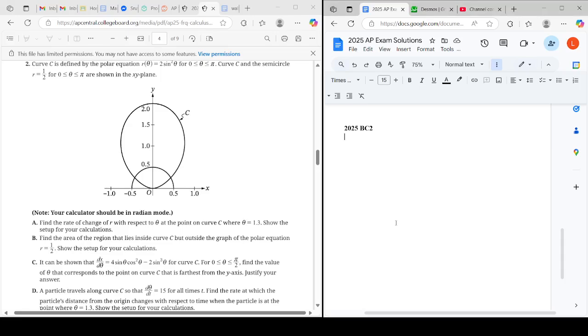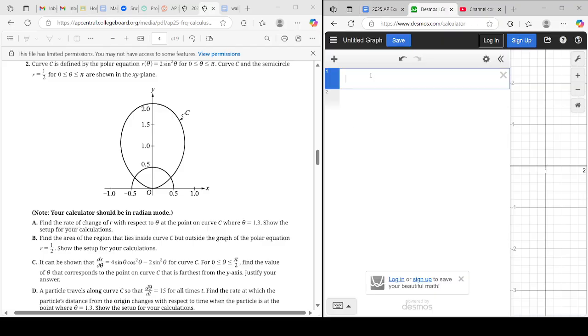Hi guys, so today I'm here to present the AP Calculus BC free response question. Today we're going over the BC only part of the calculator section to tackle the first polar question in 6 years, 2025 BC 2. In this question, we're given two polar curves that we'll graph right away.